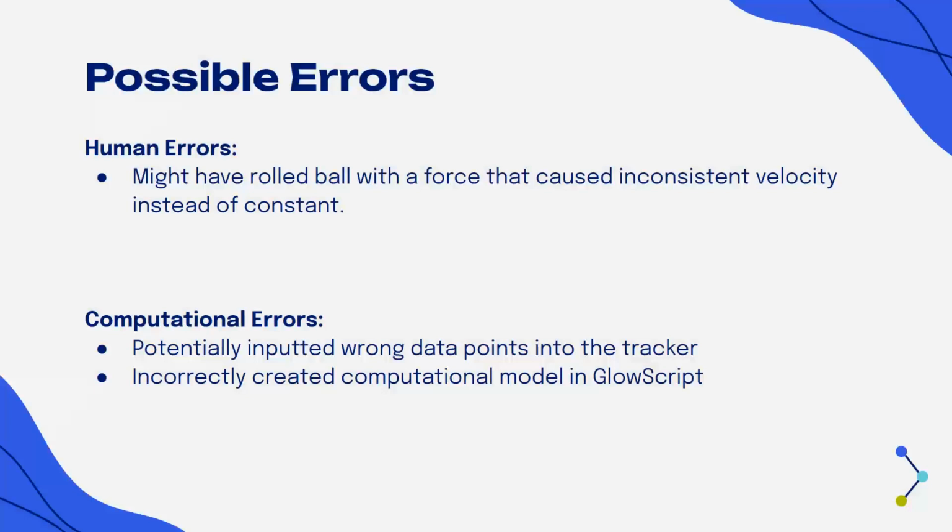Potential errors in this lab include human and computational. For human, there is a chance that I rolled the ball with a force that caused an inconsistent velocity instead of a constant one. For computational, I might have inputted the wrong data points into the tracker or incorrectly created the computational model while coding in GlowScript.